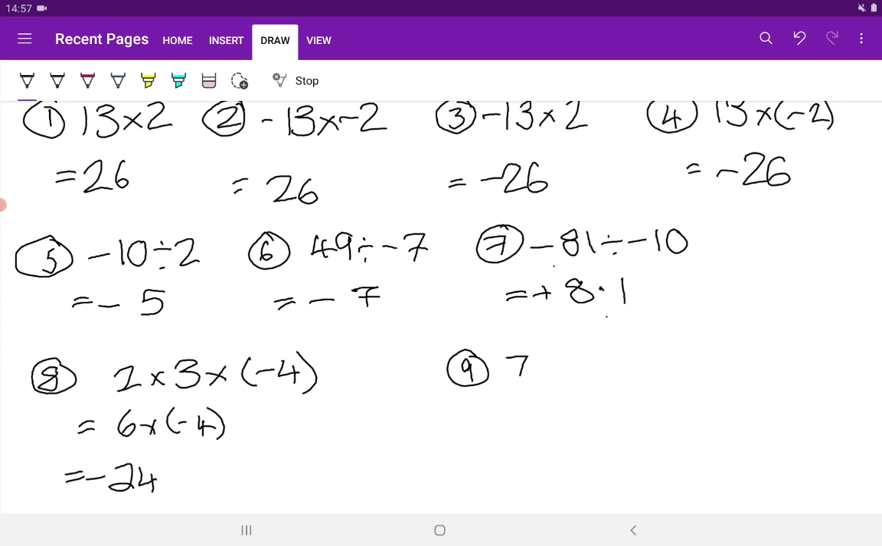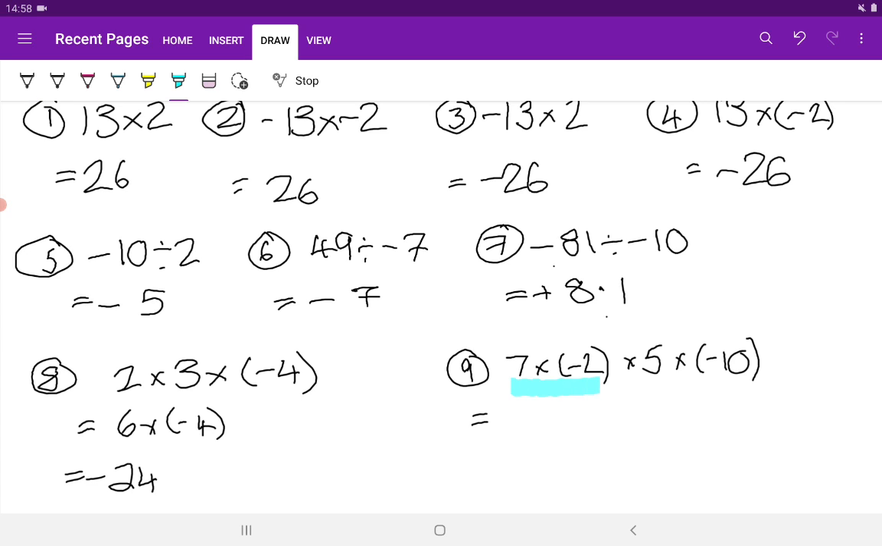But what about if we had 7 times minus 2 times 5 times minus 10? Now, that is still a mixture. So if we think about the rule in the way that we first learned it, in terms of a mixture makes a minus, we would probably think the answer to this is going to be negative. But let's have a look at it. We're just going to do one step at a time.